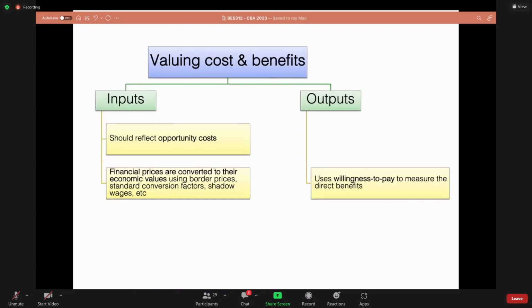And then the project outputs. Say if you're building an expressway, the output would be the expressway, the road. How do we value the benefit that you get from that, or how do we value that particular output? Usually in CBA exercises, people use something called willingness to pay. So if you don't have any market value for the benefit that you get, you can use this willingness to pay concept to measure the direct benefits.